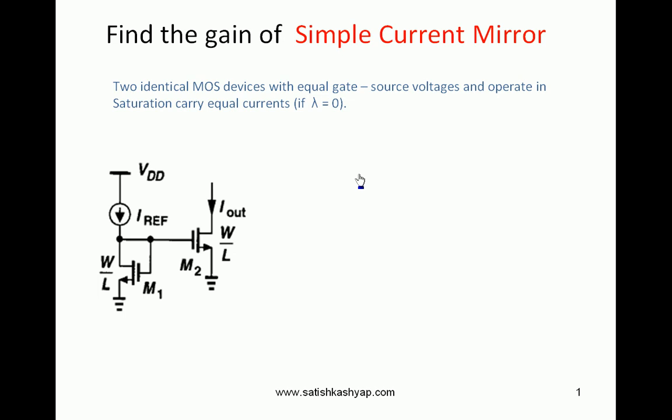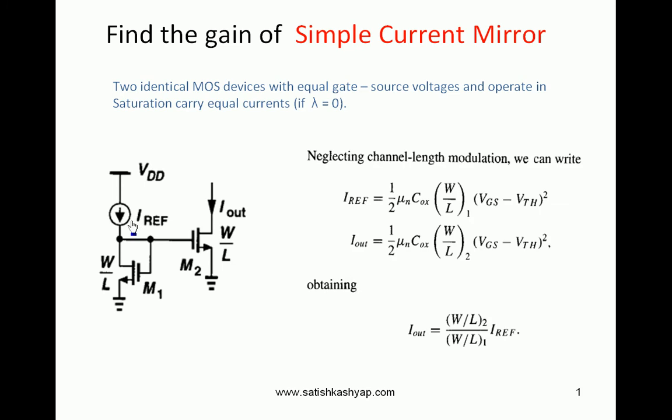This is the simple current mirror we have discussed. M1 and M2 are identical transistors with equal W by L ratio. I reference is the input current, I out is the output current. Since we are applying the same VGS for M1 and M2, I out is nothing but I reference. If we neglect channel length modulation, we can write the reference current equation and output current equation like this. I reference is the current flowing through M1, which is in saturation.